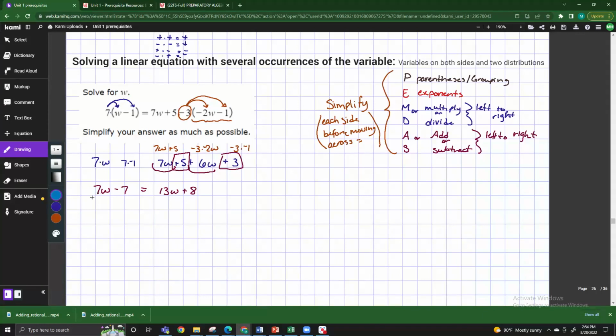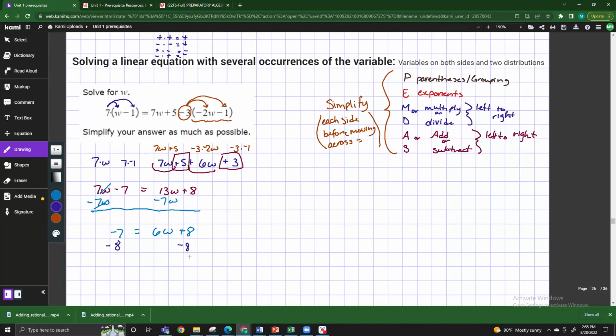So I'm going to move the letters first, and I always move the smaller one to the other side. So I'm going to subtract 7W. However you do it is going to be perfectly fine. Just make sure you get the letters on one side and the plain old numbers on the other. So these will cancel out, and I have -7 equals 6W plus 8. Now the 8 has to move over to the other side because it's on the side with the W right now. So -8.